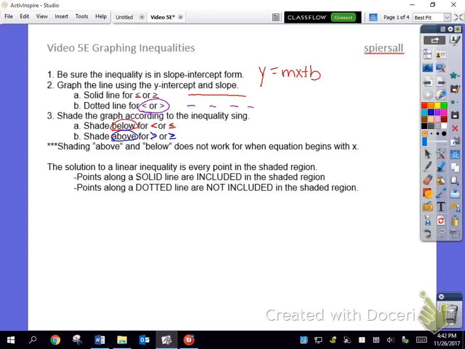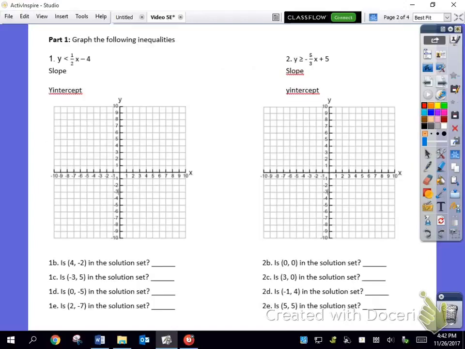Points along a solid line are included in the shaded region. Points along a dotted line are not included. Just like the open and closed circle, solid is included, dotted is not. Okay, so let's graph some of these.